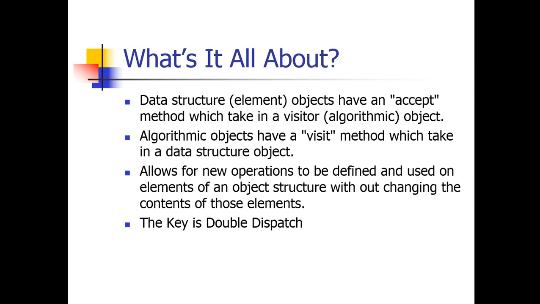This allows us to use new operations that can be defined and used on elements in that object structure, and that way we don't need to change out the contents of those elements. So it's sort of like a double dispatching call. The accept will call the visit, basically. We're going to call accept with the generic data members that we've made from the parent function, and then accept will call the visit directly. And visit can change depending on what the actual type of the visitor is at runtime.